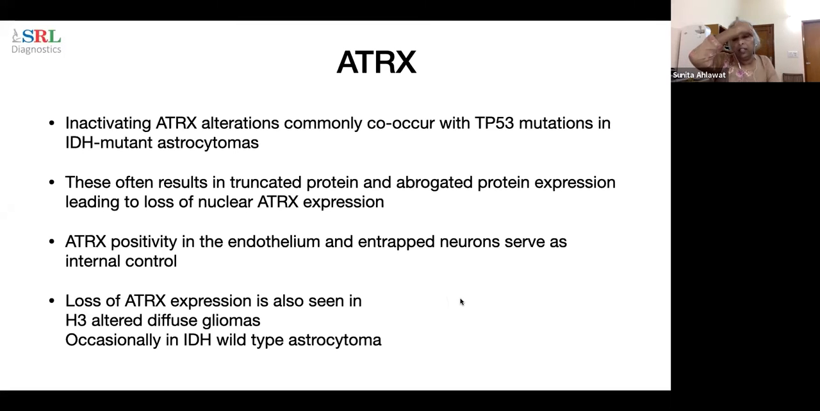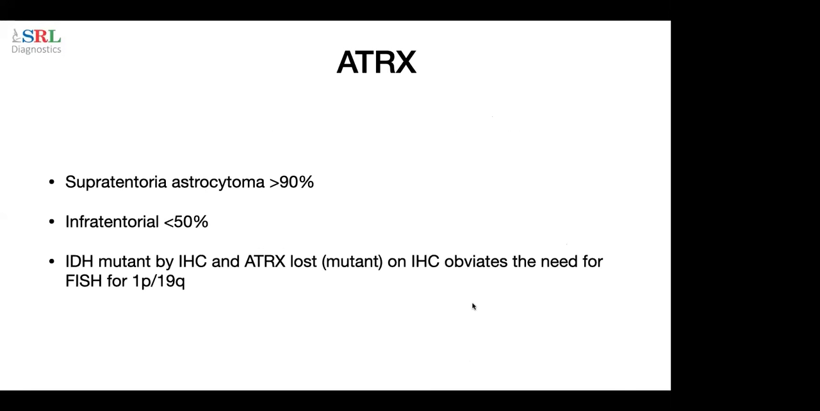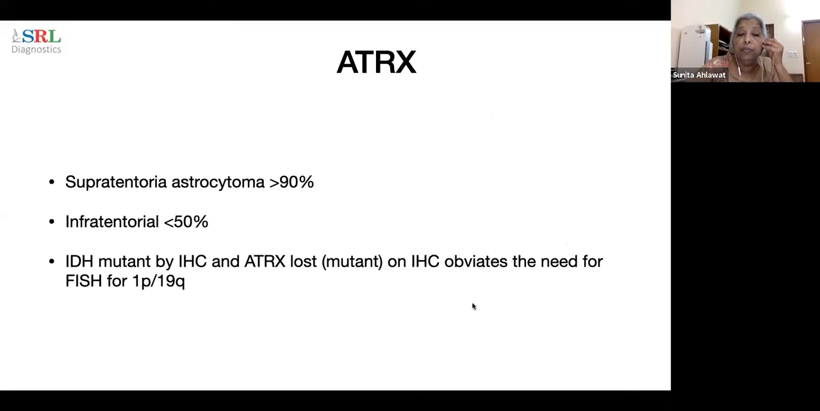Loss of ATRX expression is not exclusive to IDH mutant astrocytomas. They are also seen in H3 altered diffuse gliomas and occasionally can also be seen in IDH wild type astrocytoma. More than 90% of supratentorial astrocytomas show ATRX loss, but less than 50% of infratentorial gliomas show ATRX loss.